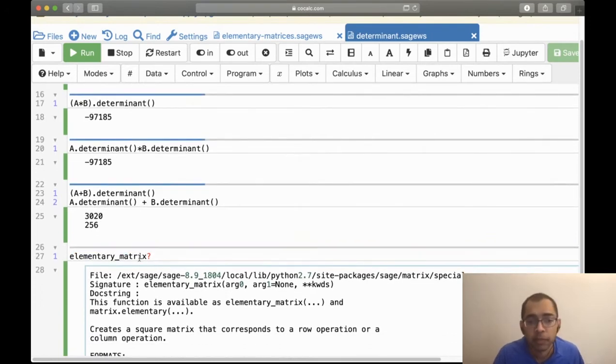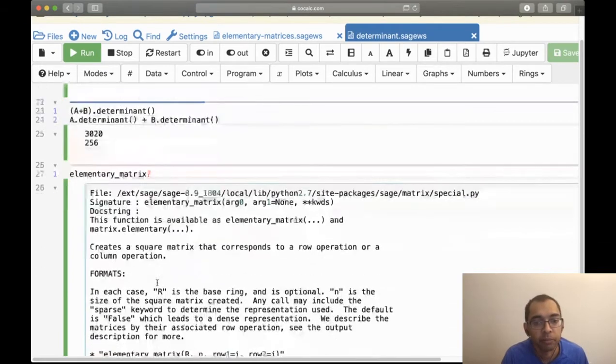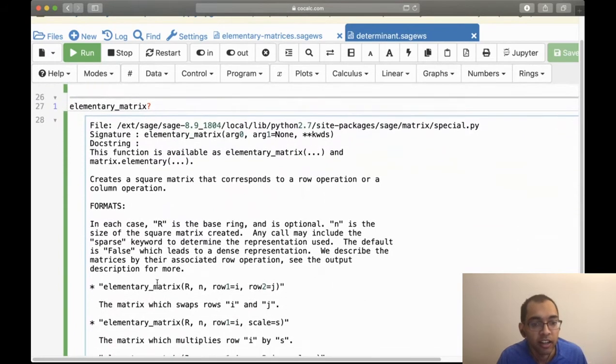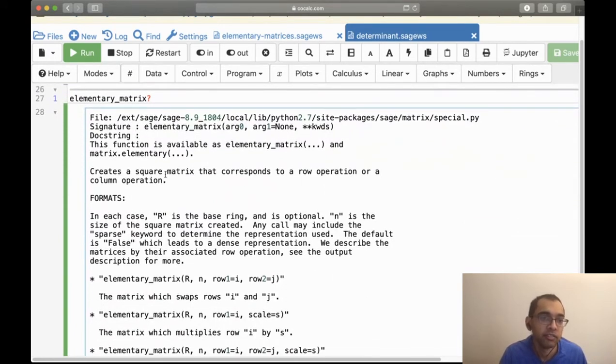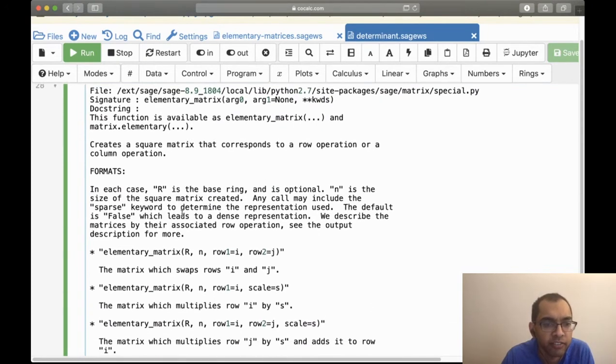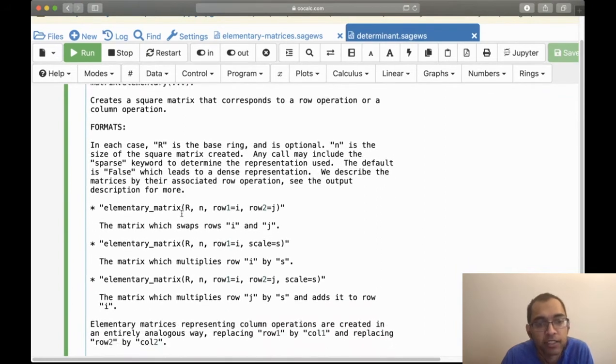All right, so then I want to talk about elementary matrices. So if you want to find out exactly how Sage is using this, or the notation, I should say, or the syntax for the elementary matrix command in Sage, you type in elementary matrix with a question mark, and that will bring up the help file for how to use the elementary matrix command. It's a little bit confusing at first, but let me try to highlight what's important.